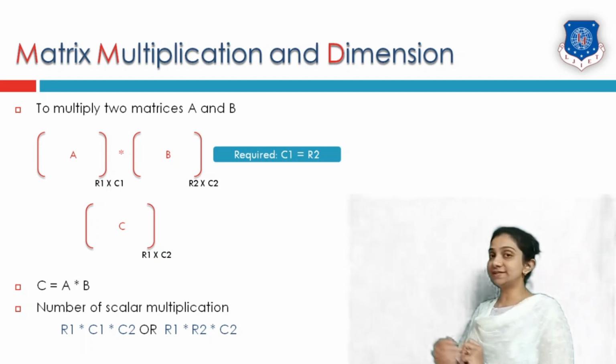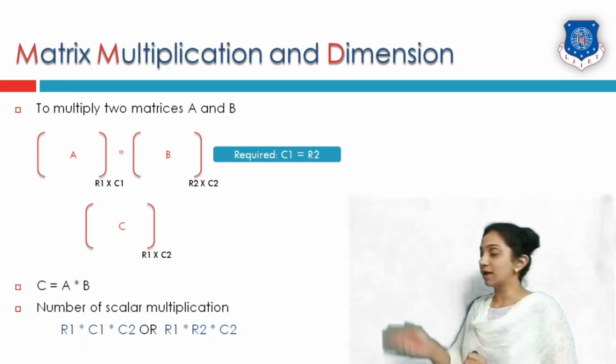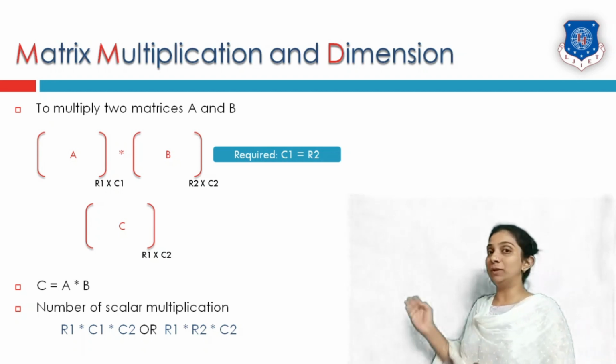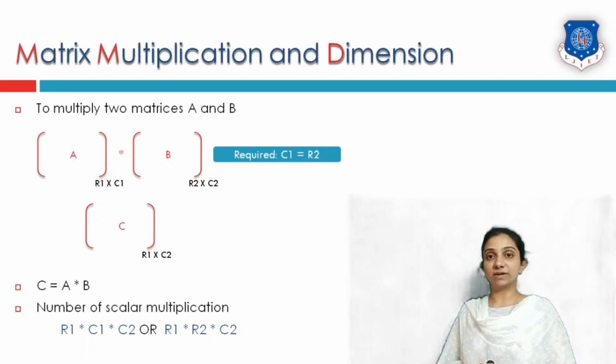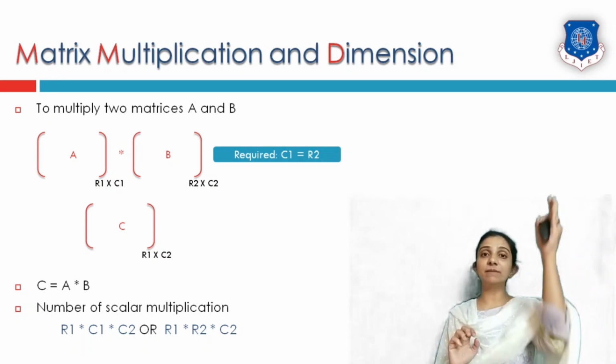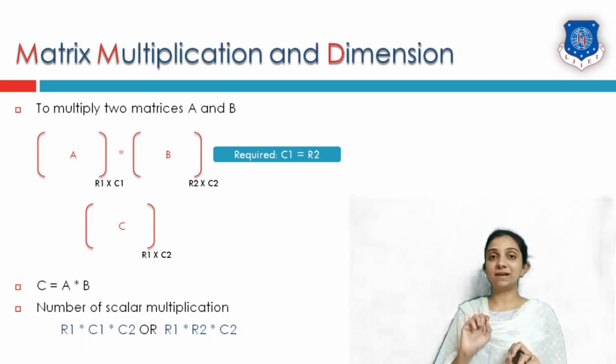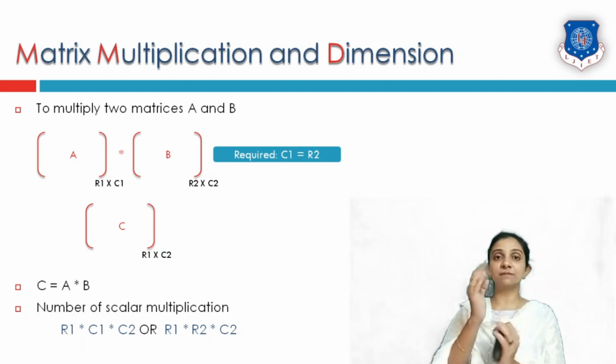Yes, the resultant matrix will have a number of rows equal to the first matrix and a number of columns equal to the second matrix. We will take elements from a row of the first matrix and elements from a column of the other matrix, multiply them element by element, and sum them all up.